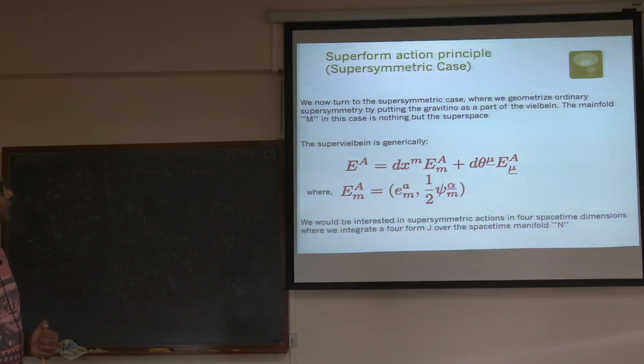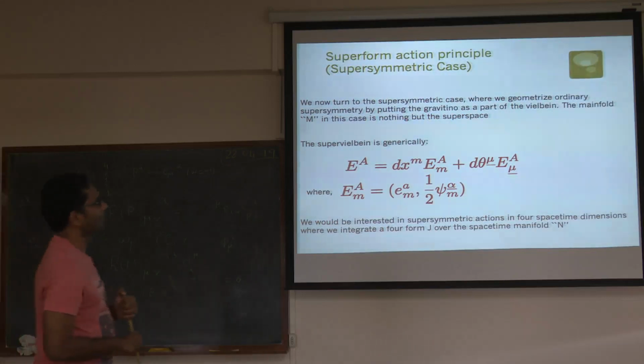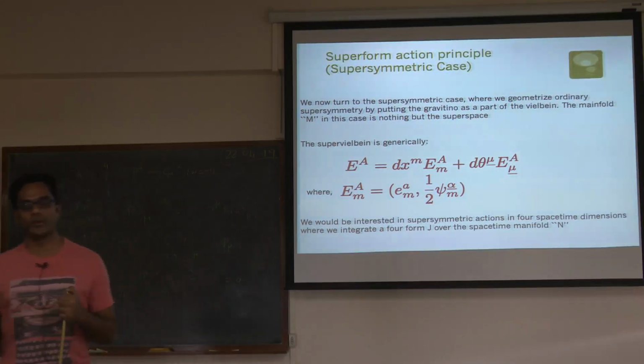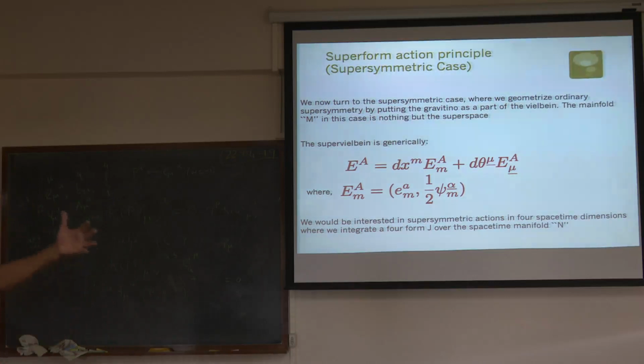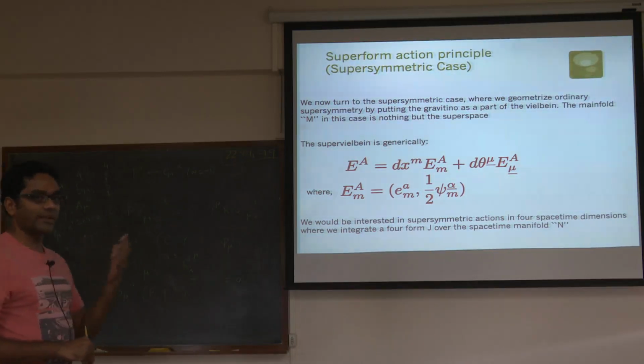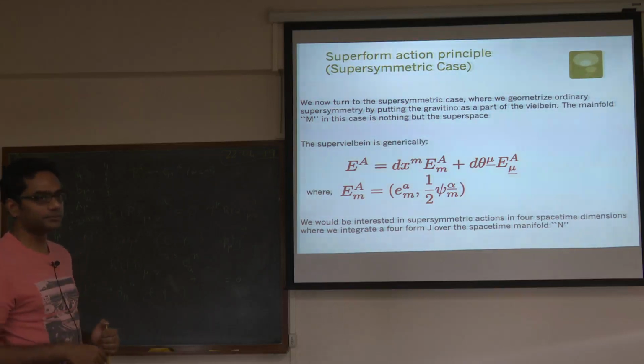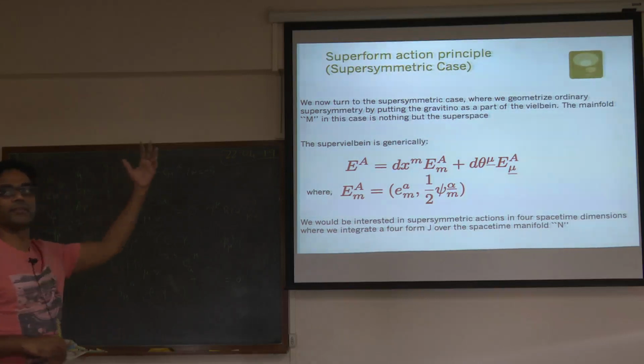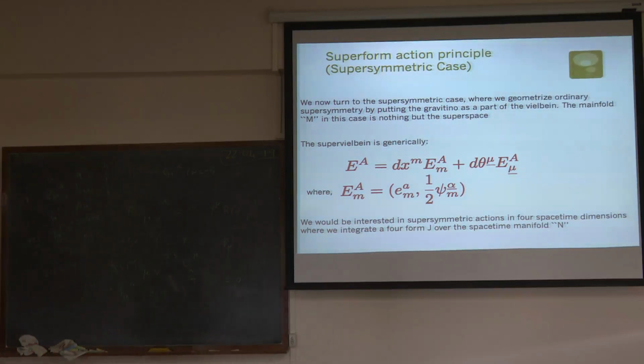So now we turn to the supersymmetry case, where we geometrize the ordinary supersymmetry. By ordinary supersymmetry, I mean that in conformal supergravity we had 2 kinds of supersymmetries. So I geometrize the ordinary supersymmetry by putting the gravitino as a part of the vielbein. Just like what we did there for the gauge field, here I put the gravitino as a part of the vielbein.